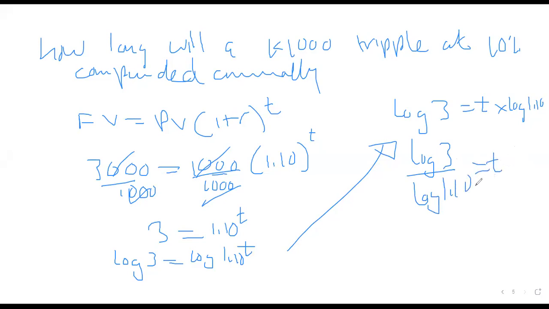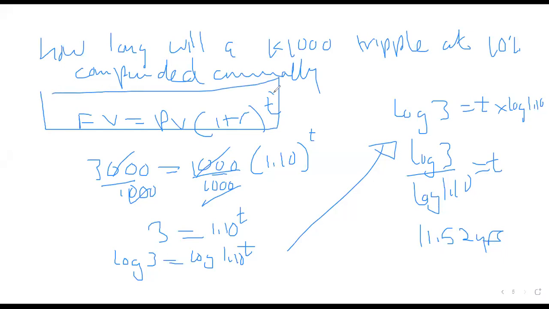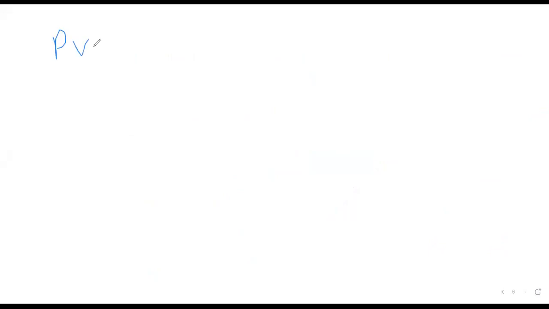The time is always in years. So you punch your log 3 divided by log 1.10. So this will give us 11.52 years. Are we getting what's happening? Using the same formula we're calculating our t. Sometimes they'll give you the present value is 1,000.